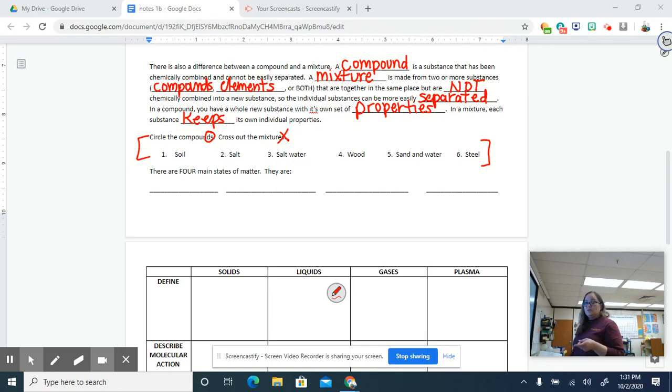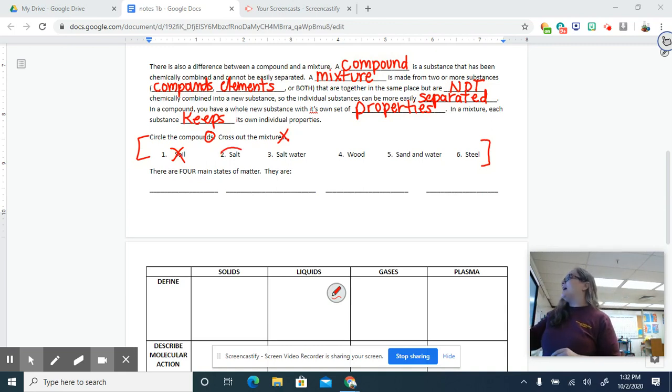Okay, soil. Soil is definitely a mixture. If you go outside and dig up soil, you're going to have little bits of rock. You're going to have little bits of silt, sand, little pieces of twigs, little pieces of leaves. You might even have little bits of dead bug bodies or whatever. So soil is definitely a mixture because it's got all kinds of stuff in it.